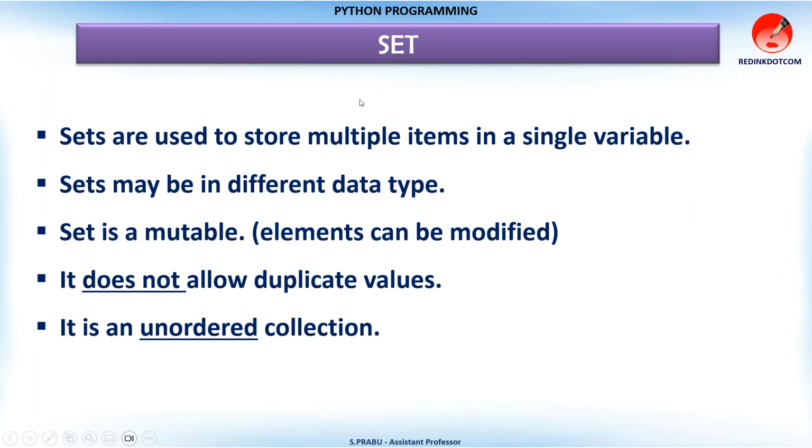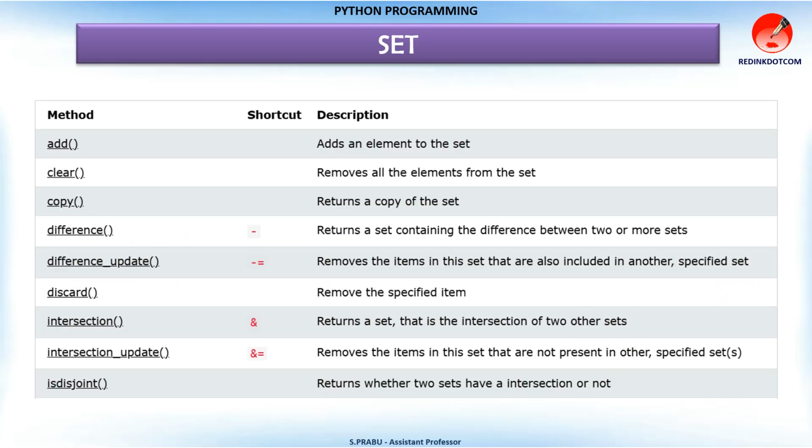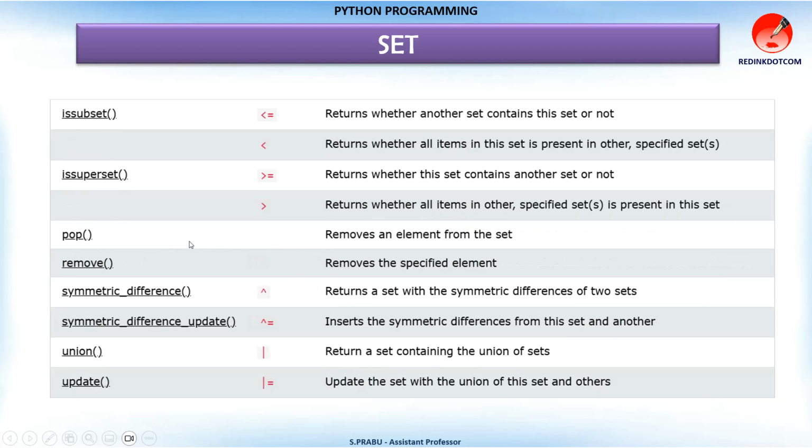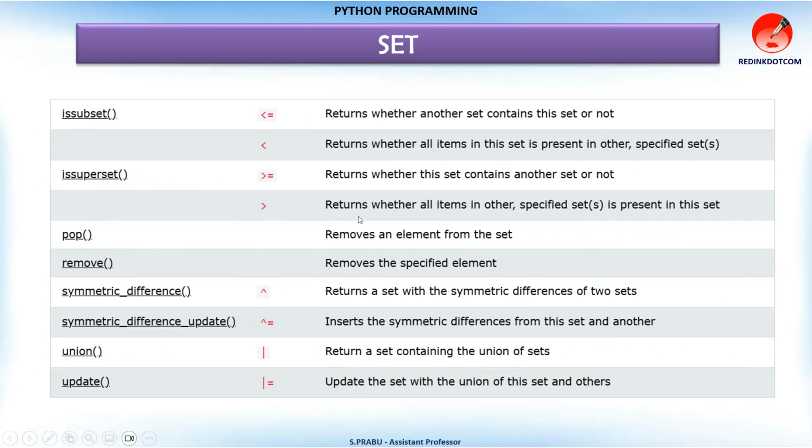But a set differs from a list in that a set does not allow duplicate values and it is an unordered collection. So the ordered collections are list and tuples, and the unordered collections are set and dictionary. These are the different functions available in set. We know the set is mutable, so we can add new items, clear all the items, and perform different operations available in these library functions. You can practice using these functions in simple Python programs.